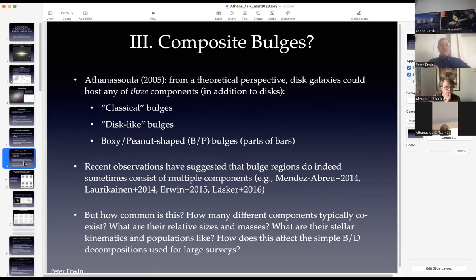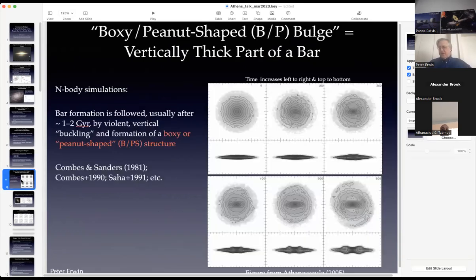But what we would like to know is, how common is this sort of scenario? How many different components can you have in the middle of a galaxy? What are their relative sizes, masses, what are their stellar kinematics like, maybe their populations? And what are the implications for traditional bulge decompositions? So let me take a brief detour and talk about the boxy peanut bulges.